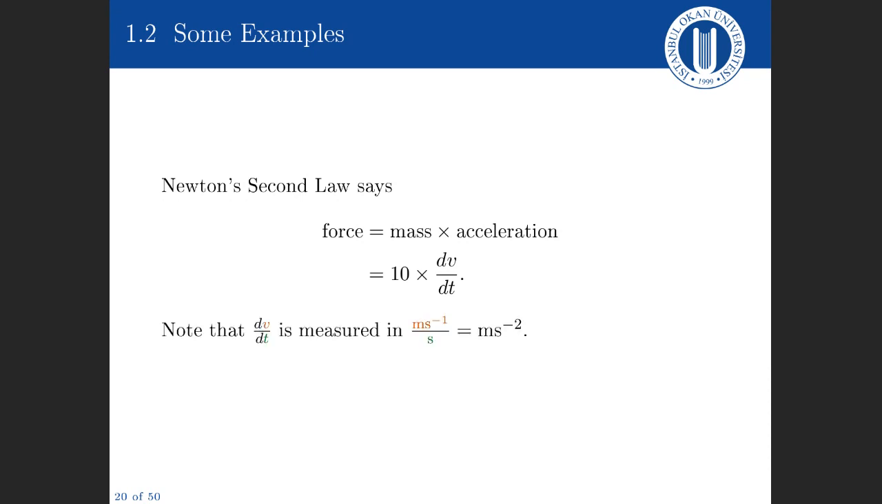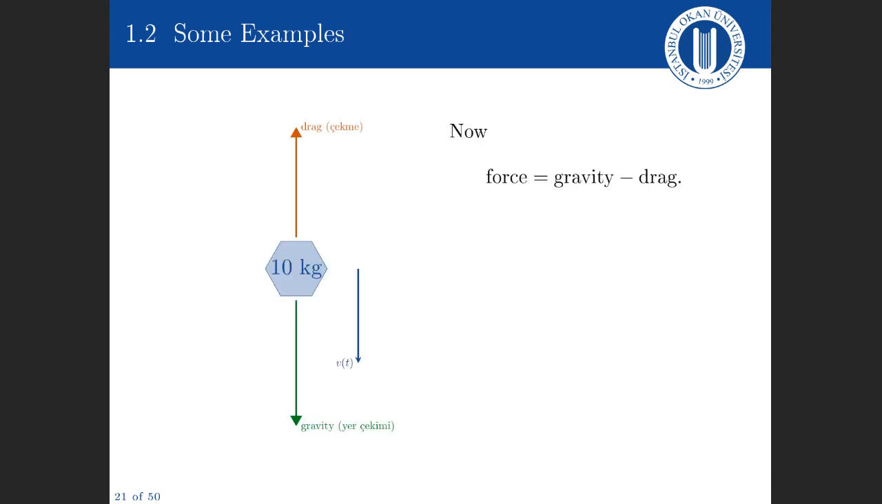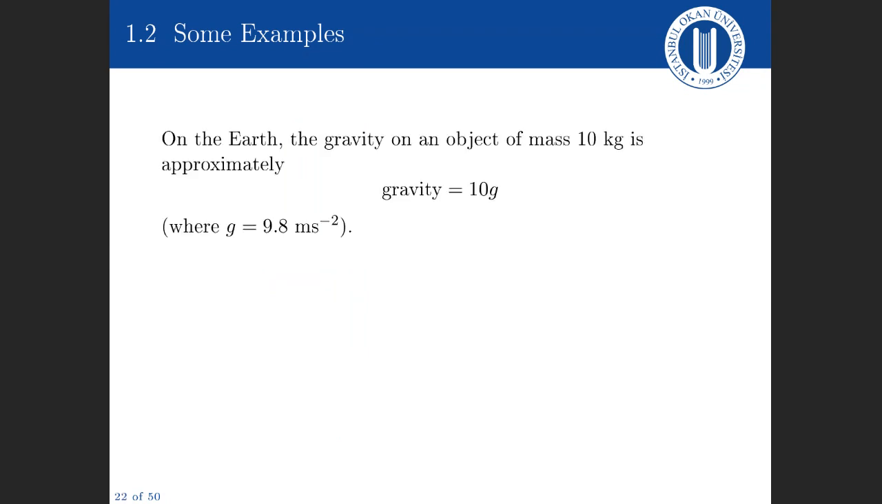What are the forces acting on the object? We have gravity, which points in the same direction as velocity, so gravity we consider to be positive. Drag is pointing in the opposite direction from velocity, so drag will be a negative force. On the Earth, an object of mass 10 kilograms has a gravity force acting on it of 10g, where g is, let's say, 9.8 meters per second squared.